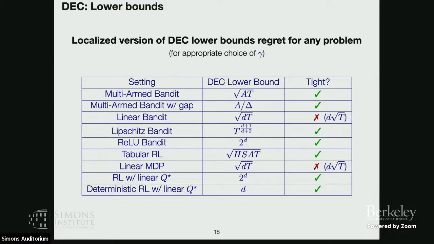Everything in this table is a special case of this general lower bound based on the DEC. A point I really want to emphasize, which I personally think is pretty cool, is that this is not just recovering lower bounds for problems like the bandit that we know are tractable. This can also recover exponential lower bounds, or intractability results, for RL problems that are known to be intractable, where the optimal sample complexity is exponentially large.